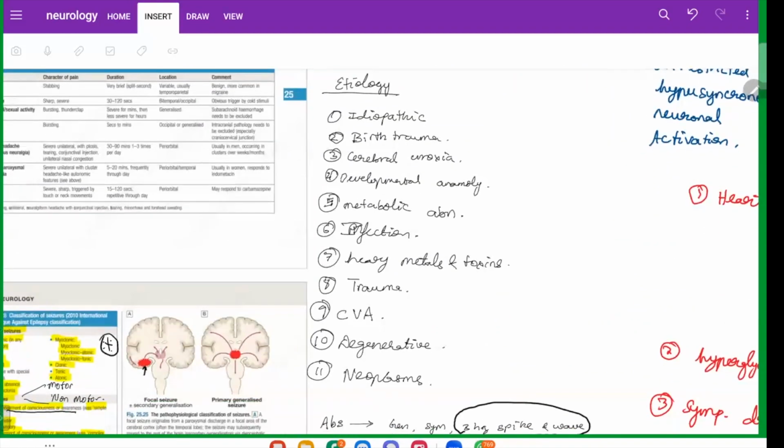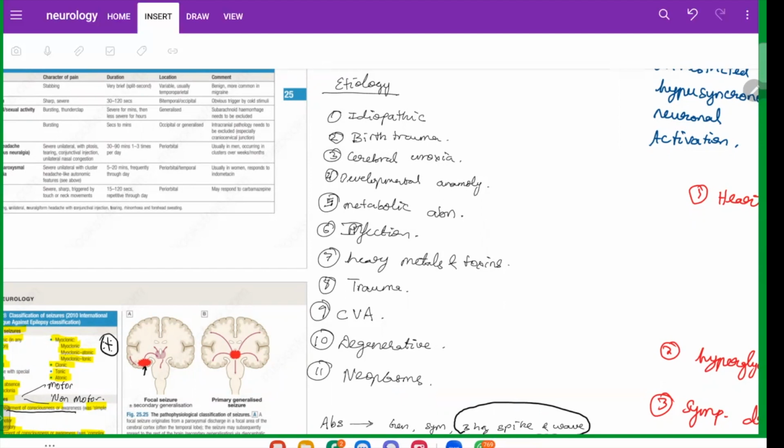What are the 11 etiologies? Number 1, idiopathic, most common. Then birth trauma, then cerebral anoxia, then developmental anomaly, then metabolic abnormality, infection, any heavy metal and toxin, any trauma, CVA, degenerative condition, and a neoplasm. These are the 11 etiological factors.